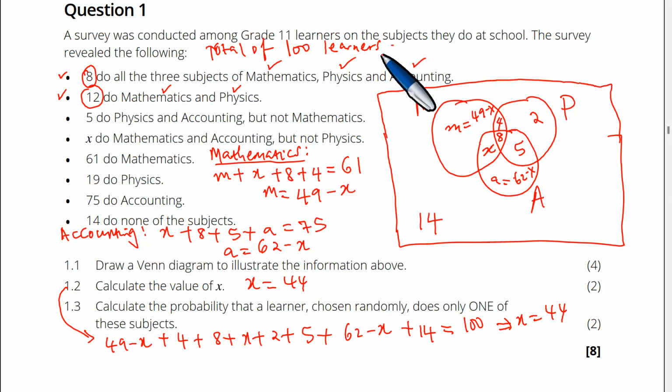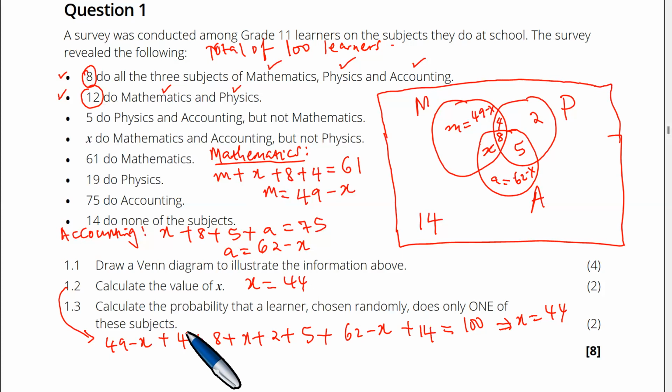Right, so next point, we are saying here, calculate the probability that a learner chosen randomly does only one of these subjects. So what is the probability? If a student, for instance, does one of these subjects, what is then the probability that a learner chosen at random does one of these subjects? So we think of this very carefully, and we analyze these.